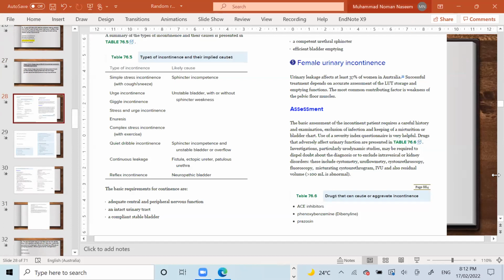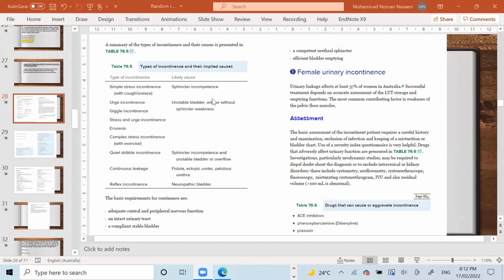Okay, these are the part of your JM. I have taken female urinary incontinence and what are the types. So simple stress incontinence, because of the increase in the intra-abdominal pressure, you have it, and the likely cause is because the sphincter of the bladder is incompetent. Urge incontinence because of the overactivity of the bladder. It can also be mixed as well.